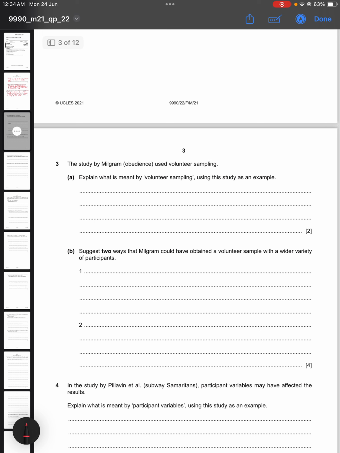Now in question number 3, it says the study by Milgram on obedience used voluntary sampling. Now explain what is meant by voluntary sampling using this study as an example. So you're going to get 1 mark for telling what is meant by voluntary sampling, and the second mark is for linking voluntary sampling with the study by Milgram.